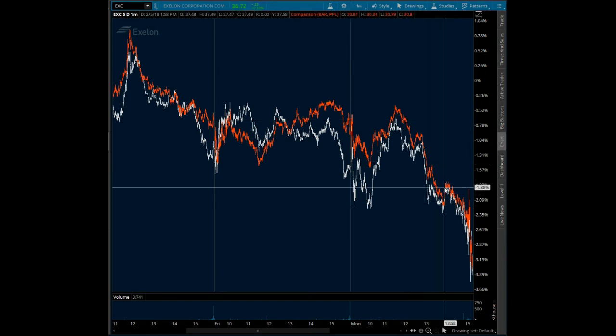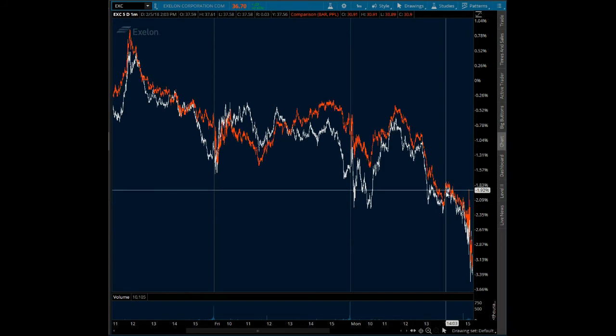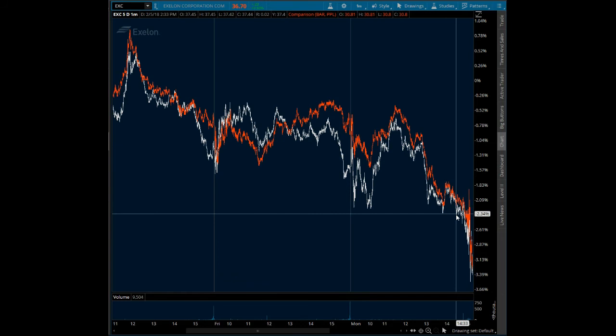and we want to take a short here. So instead of just shorting right here on the white one, let's say I want to short EXE. If I short EXE here, but I also buy PPL, and EXE moves down to my target, now I have two options.